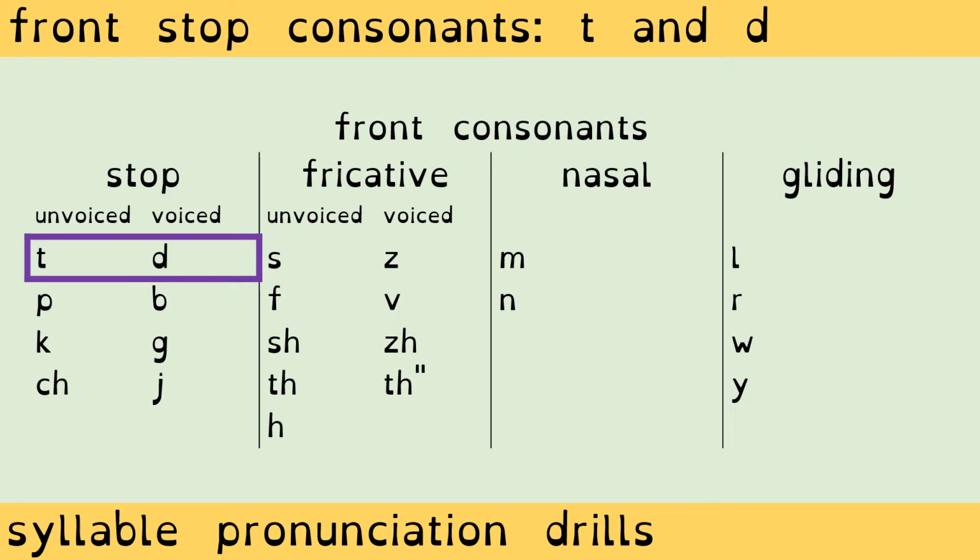Now, I'm sure you can hear a difference between the T and D sounds. The difference is that the T sound is unvoiced and that the D sound is voiced. Looking at the order of the alphabet, this relationship between the T sound and the D sound is not very obvious.